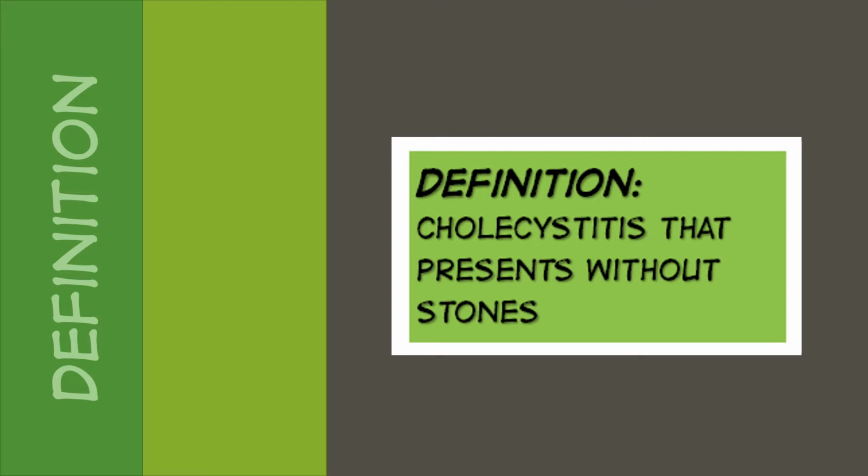If we look at what acalculous means, whenever we put an A in front of something like atypical, it means not typical, right? So acalculous means no stone, and we know that cholecystitis is an infection of the gallbladder. So we can break that definition down to basically mean cholecystitis that presents without any stones.